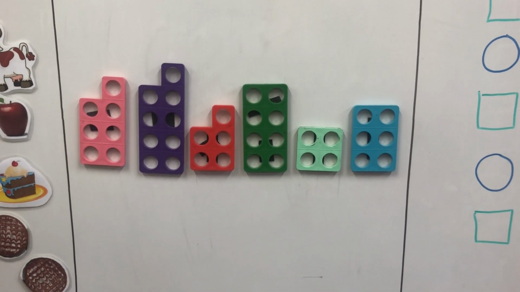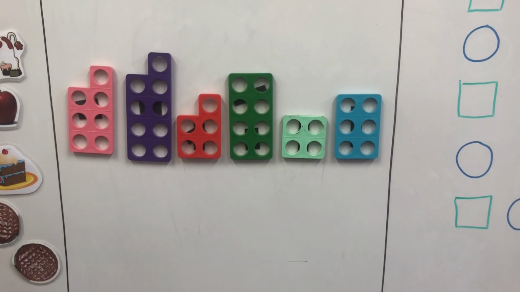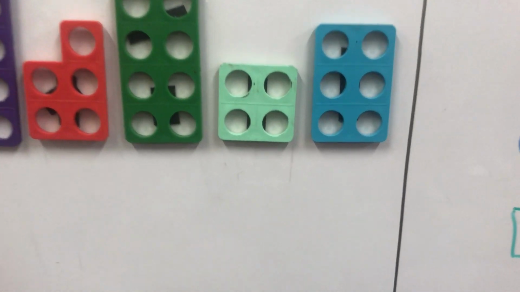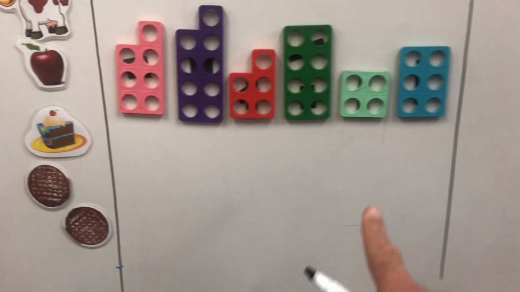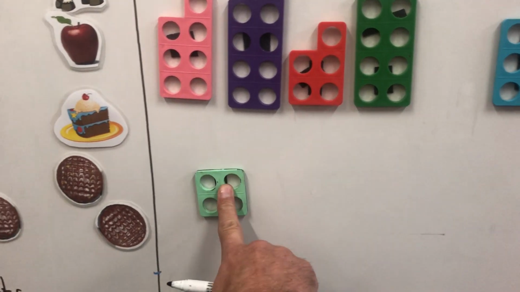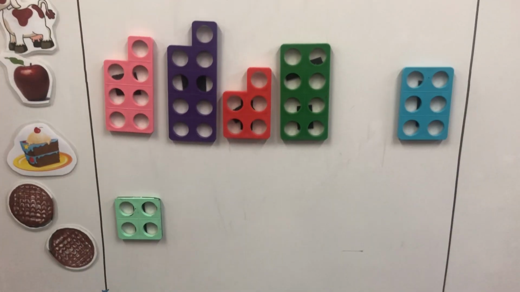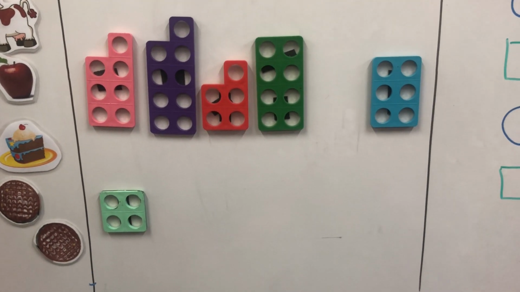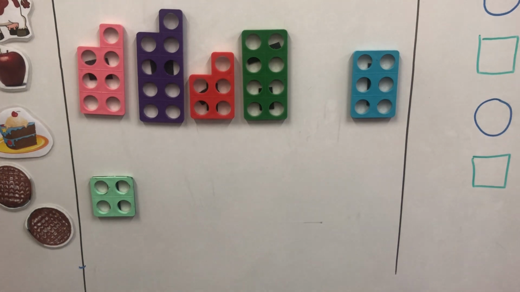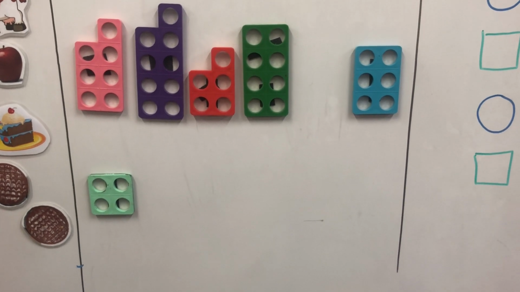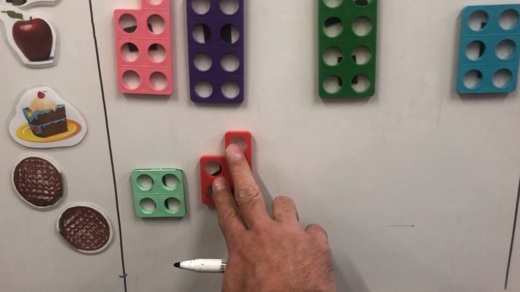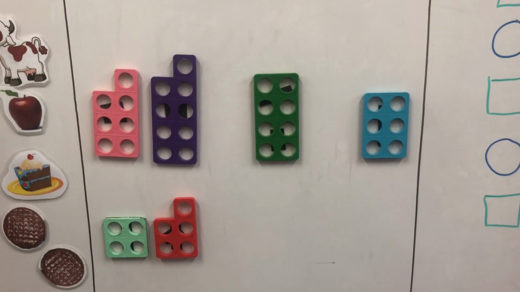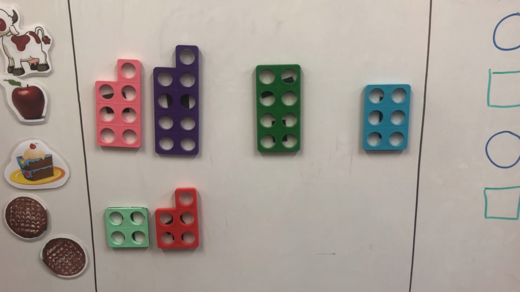The smallest one looks like the number 4. So let's move the 4 to there. 4. What comes next after 4? We're counting in ones. What comes next? 4. 1 more. 5. Good.